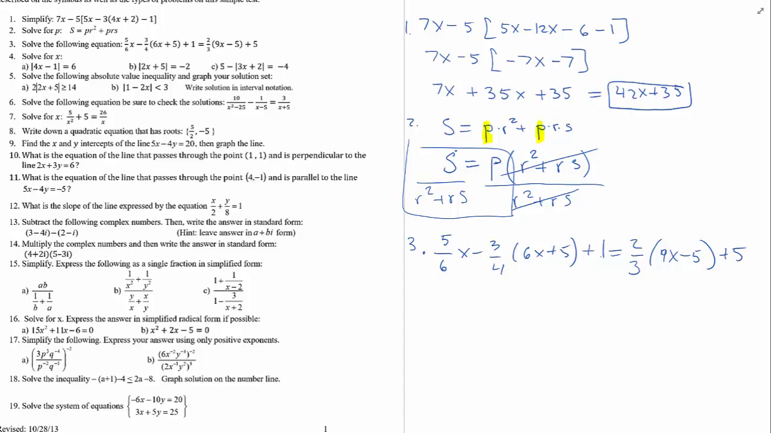Now look carefully. 5/6x is a fraction, that's fine. 3/4 is multiplied by 6x plus 5. So that 3/4 belongs to both, so we're not going to do anything to it. But plus 1 is a separate term, a separate number right here. Since we're going to be finding the LCD, you will need to write that as a fraction as well. So we can write 1 as 1/1. And the same thing here, 2/3 belongs to both 9x minus 5, so we're not going to touch it. But 5 is by itself, so you're going to put that as a fraction as well.